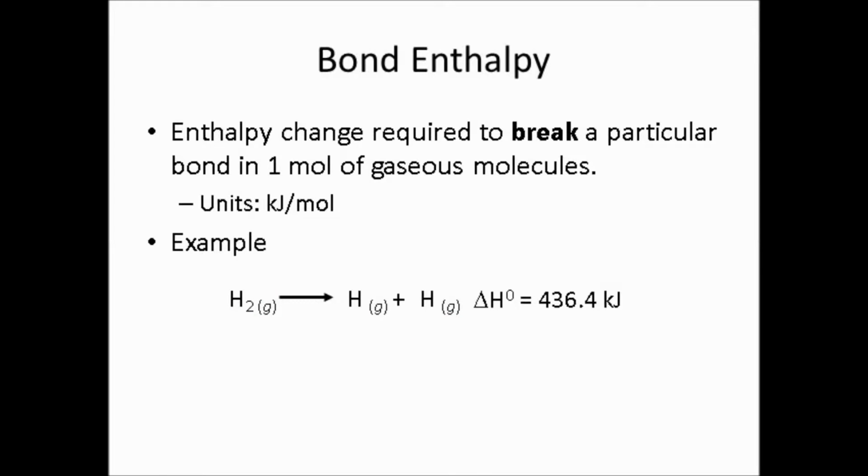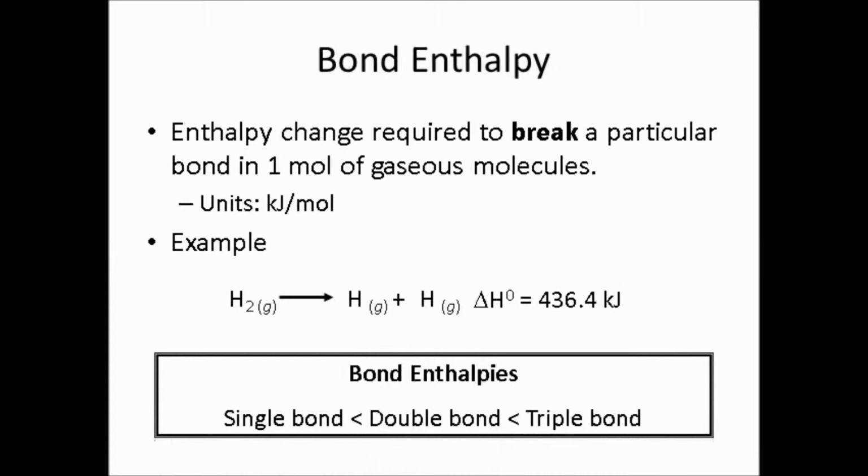As you may expect, a double bond is stronger than a single bond, while a triple bond is stronger than a double bond. However, you do not expect, for instance, a carbon-carbon double bond to be twice the strength of a carbon-carbon single bond. This is because pi bonds are weaker than sigma bonds.